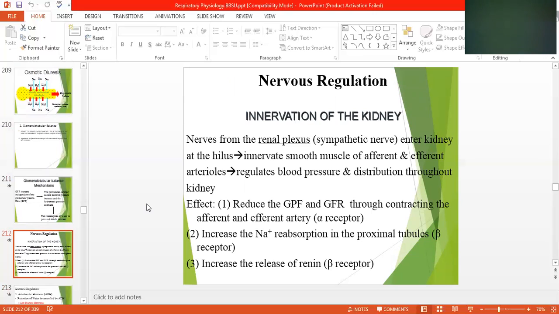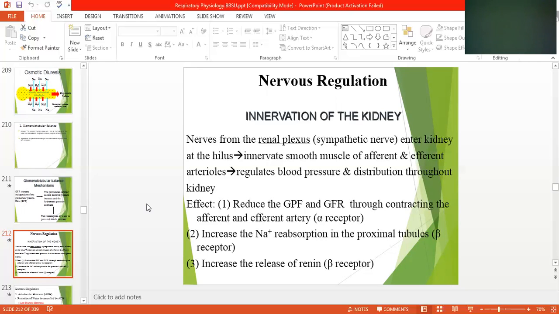Now this whole mechanism is controlled by the nervous system, nervous regulation, innervation of the kidney. The kidney has nerve innervation. Renal nerves enter into the kidney and give the sensation of stretch, pain, and other things. Nerves from the renal plexus, sympathetic nerves, enter the kidney at the hilum. The hilum is the upper part of the kidney towards the cortex, so medulla.